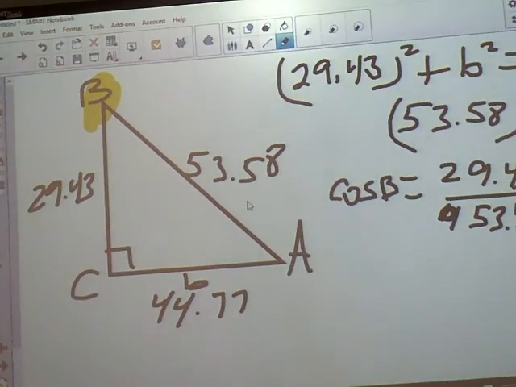What'd you get when you divided that? 0.55. Alright, now you can't just hit cosine of 55 on this one. This time we don't know the angle. There was a special step we had to do when we were solving for the angle. Remember what it was?